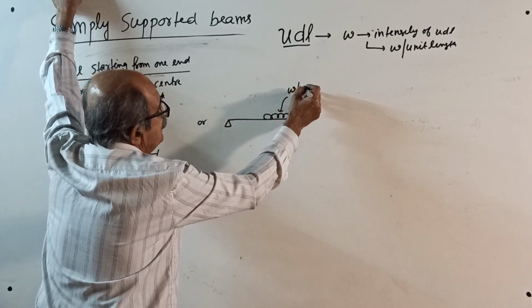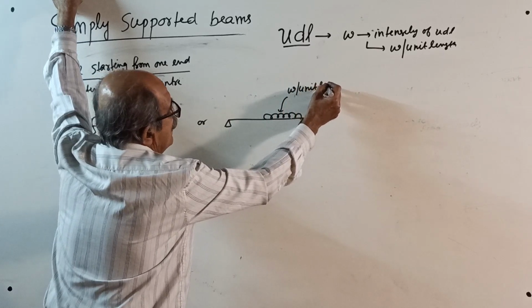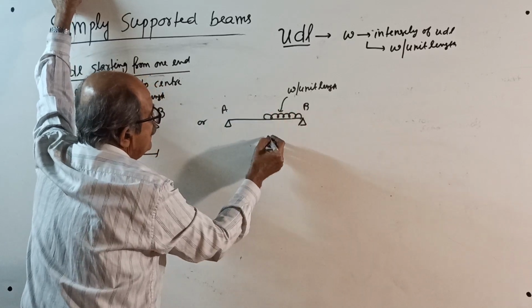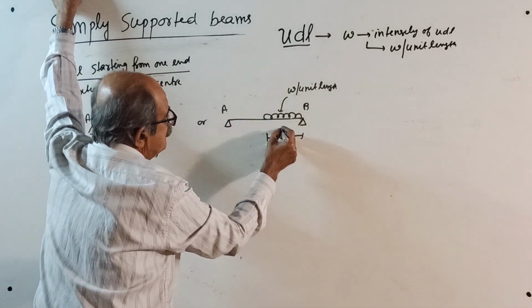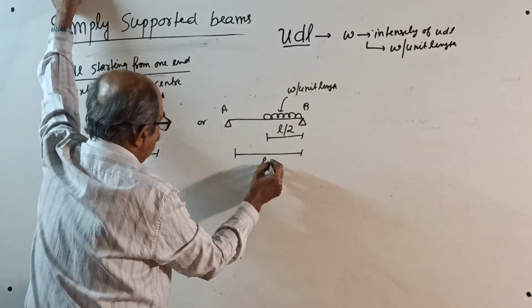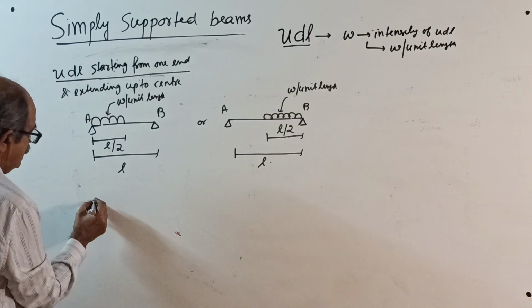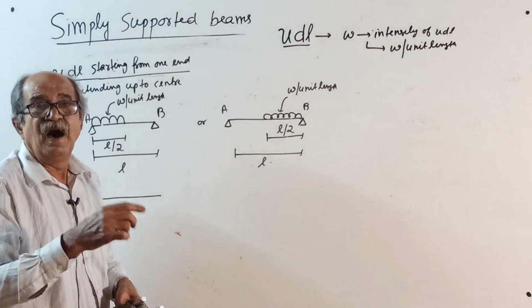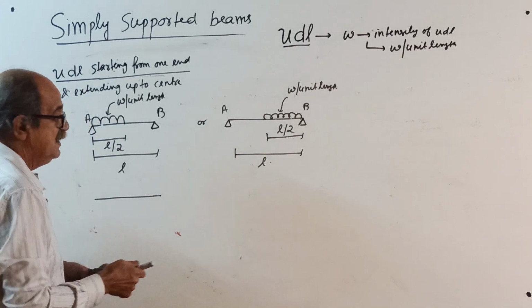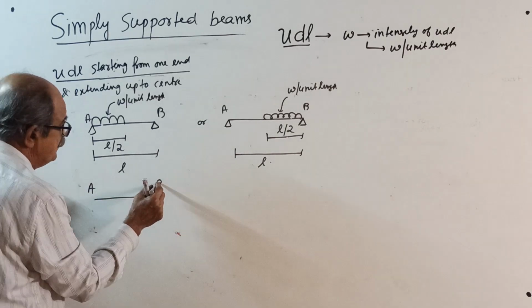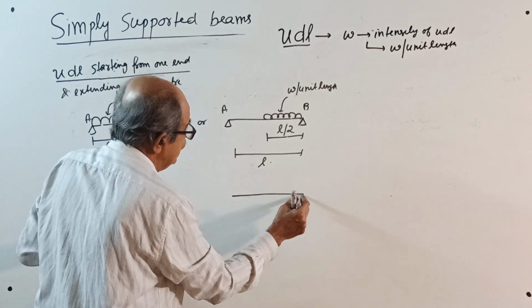W per unit length. AB starting from right end, extending up to center. L by 2, total is L. Answer. This you should remember. I told earlier how to get the answer for this case and remember it. Principle is told for you. See, I won't write an answer or give something without explaining it. I never do it.